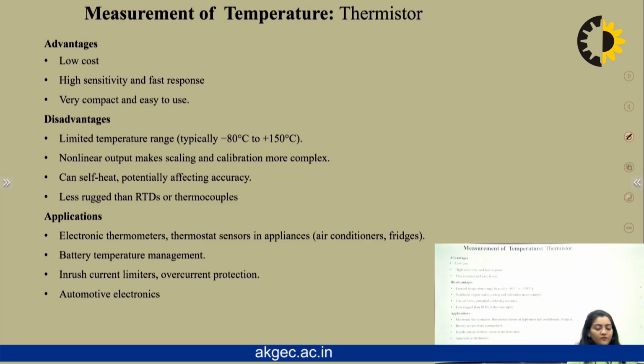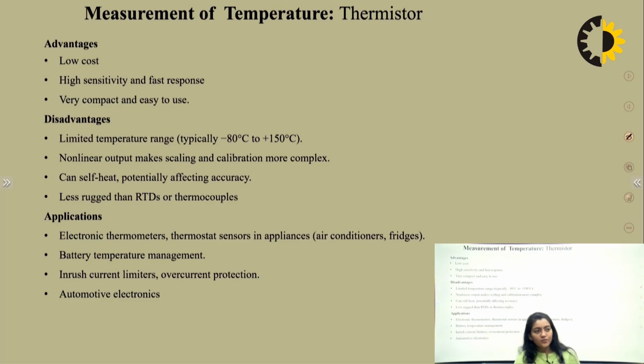Okay, so what are the advantages of a thermistor? It is very low cost, because we are using a semiconductor material, and semiconductor materials are mostly low cost. So it is low cost, high sensitivity, fast response, very compact, easy to use. What are the disadvantages? Limited temperature range. Its range is very low, that is minus 80 to 150 degrees centigrade, not more than that.